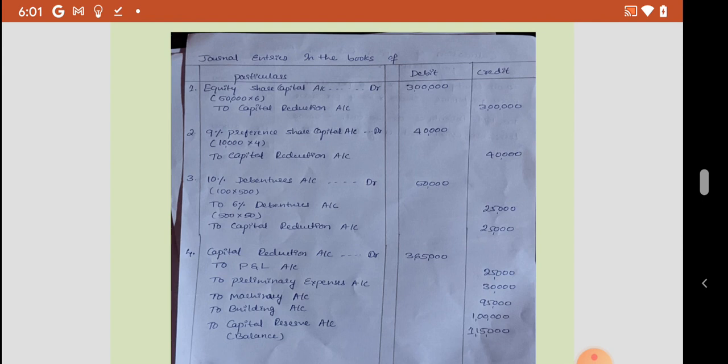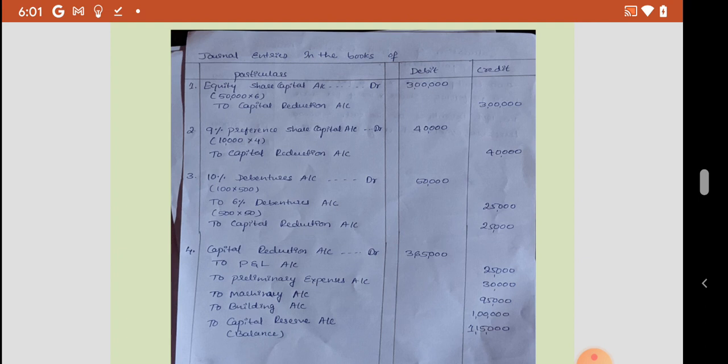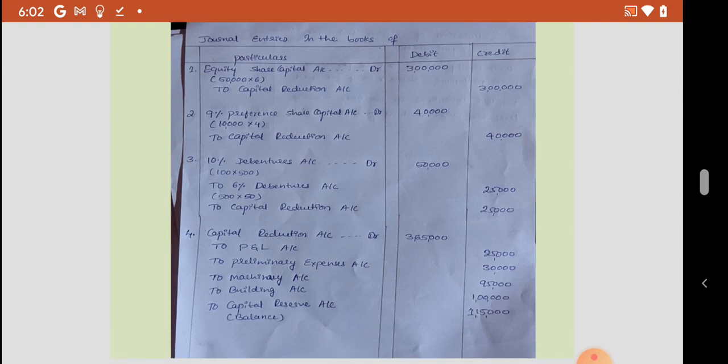Let us have a look at the journal entries in the books of ABC Limited. Firstly, equity share capital account debit to capital reduction account. Equity share capital is reduced by 50,000 into 6, 3 lakhs. It is sent to capital reduction account. Then 9% preference share capital: the number of shares has not been changed, only the face value has been changed. So the journal entry would be 9% preference share capital, that is 10,000 into 4, to capital reduction account, 40,000.